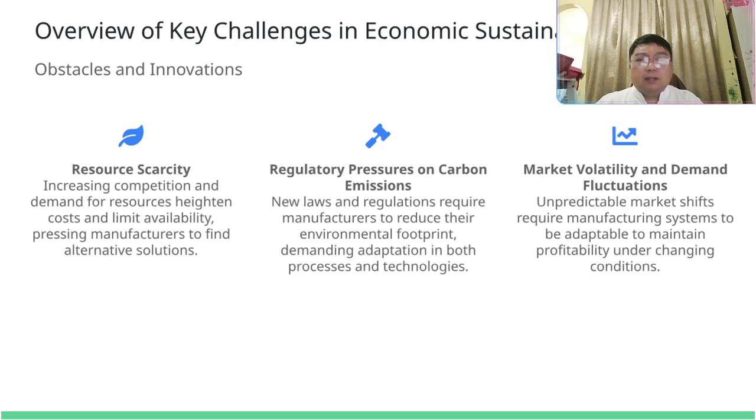Market volatility and demand fluctuation: unpredictable market shifts require manufacturing systems to be adaptable to maintain profitability under changing conditions. So also we have market volatility. I always give the example of your handset. Your handset always keeps changing. This year you buy this handset, next year it becomes obsolete, because newer products come with new features and everything. So this is market volatility, for example.